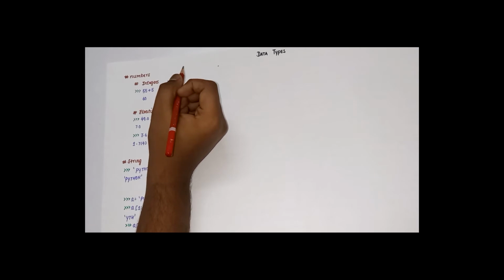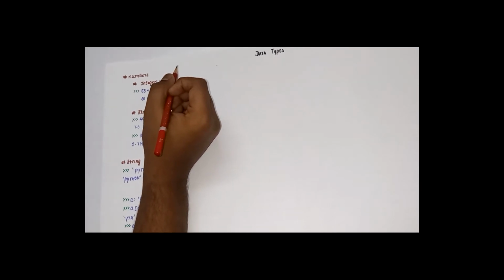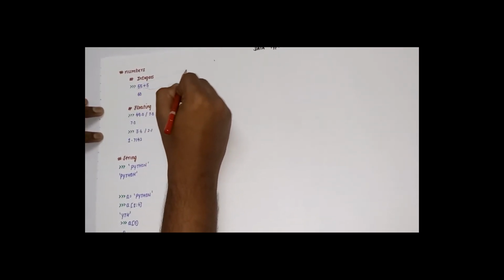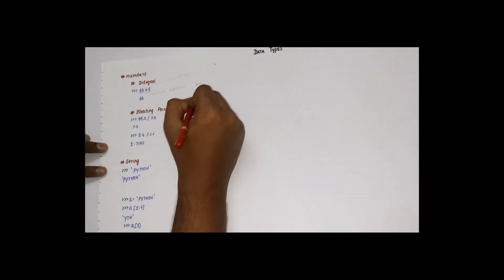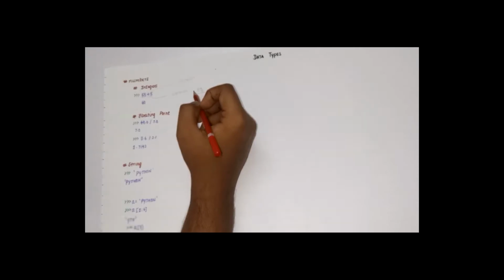The first data type is a number. The number is subdivided into integers and floating point. First, we are going to concentrate on integers. The 5 and 55 are called operands, and plus is an operator. Here the plus refers to addition of two numbers.